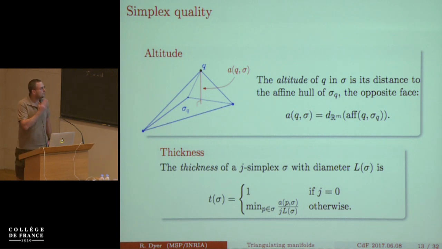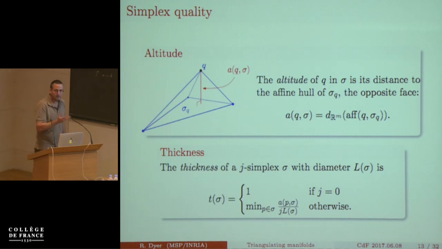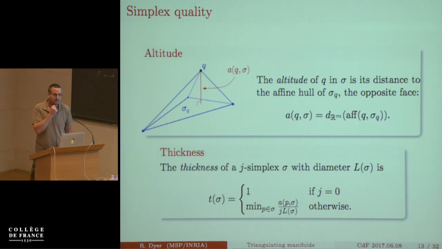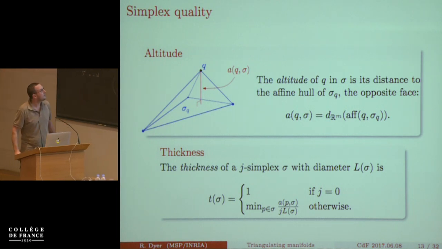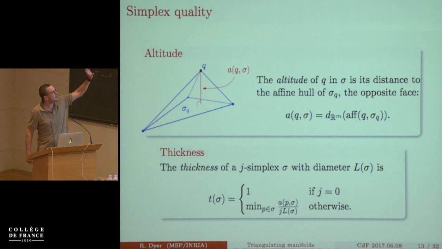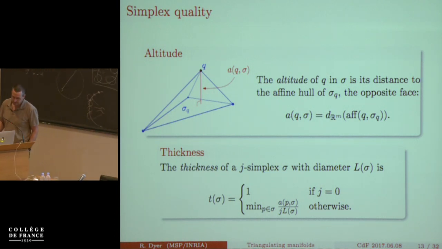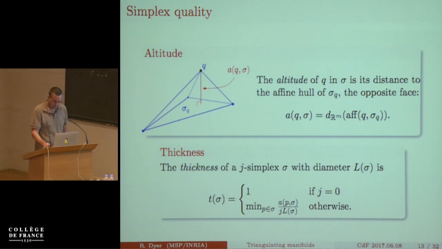So I'm not going to go into simplex quality too much, but I want to really convey that this is a pretty central issue in triangulating manifolds, the quality of simplices in some form or other. We talk about thickness, so we're measuring the quality by just looking at the smallest altitude, and we normalize by the diameter of the simplex. We also divide by the dimension, because we thought that seemed like a good thing to do when we first did it.